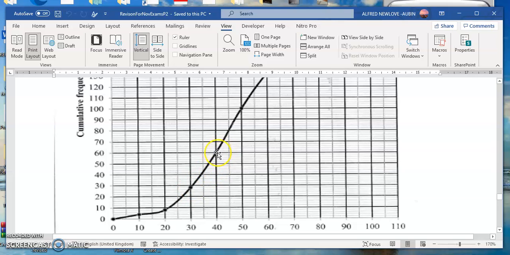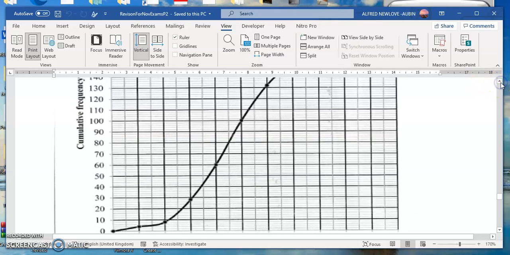Let's say 30 to 40. So this is 60 and this is 30. 60 minus 30 is 30. All right. Now let's check here. This is 100 and this is 60. 100 minus 60 is 40. Is much bigger. Apart from that, let's see whether we have something which is bigger than that.